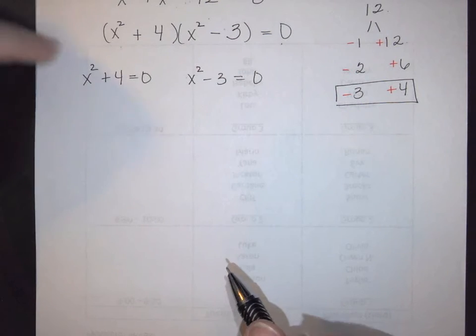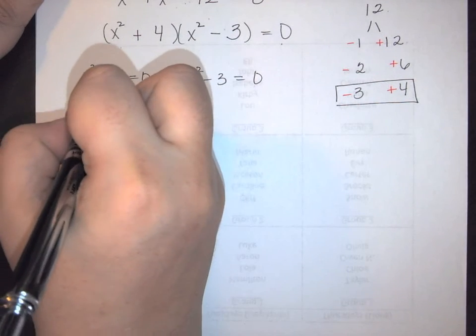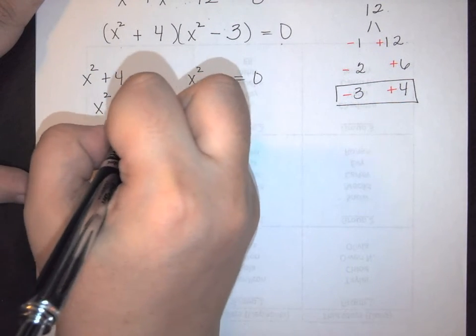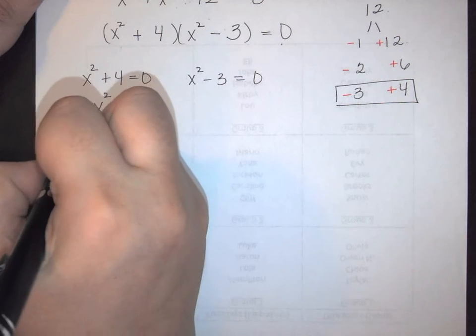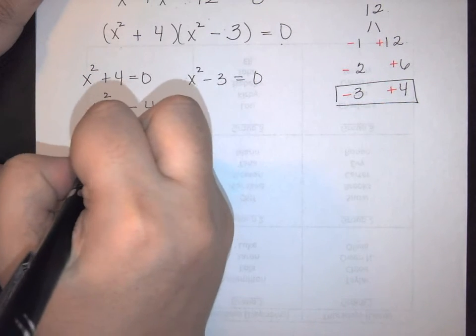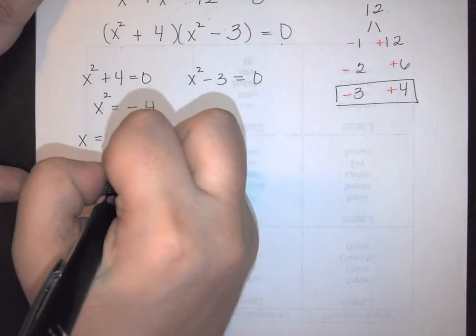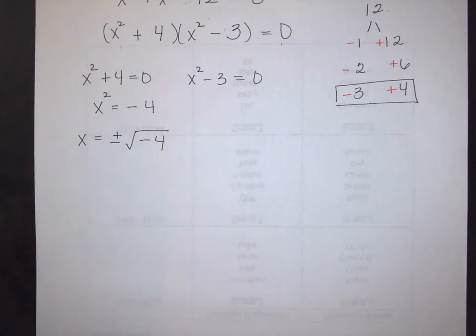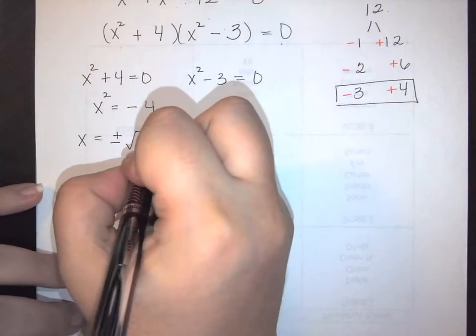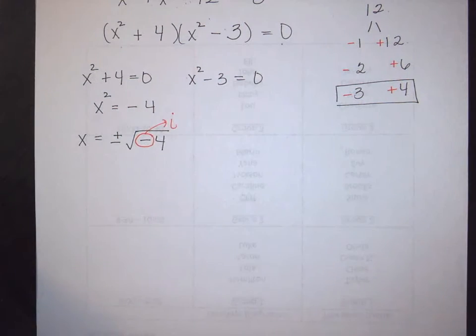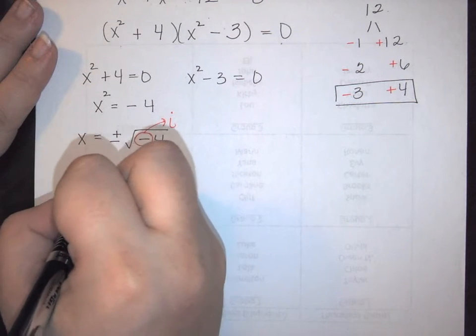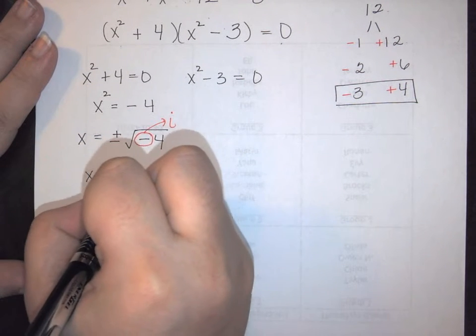On my first one, I need to move the 4, so x squared is equal to negative 4. I need to take the square root of both sides, so x becomes the positive and negative of the square root of negative 4. I need to reduce, so this negative has to pull out as the imaginary term, and then the square root of 4 is 2. So this becomes x equals plus or minus 2i.